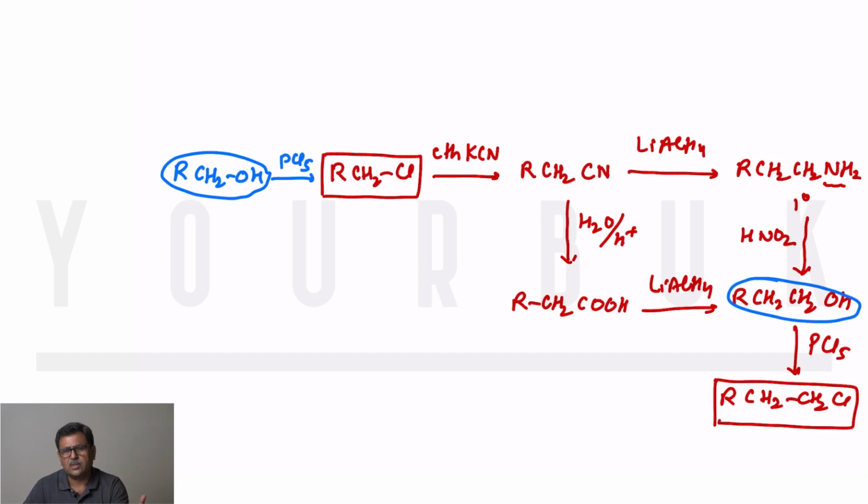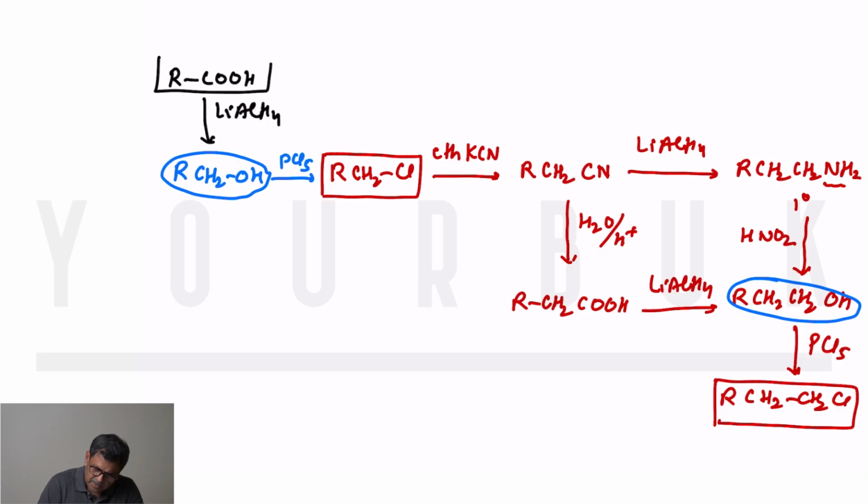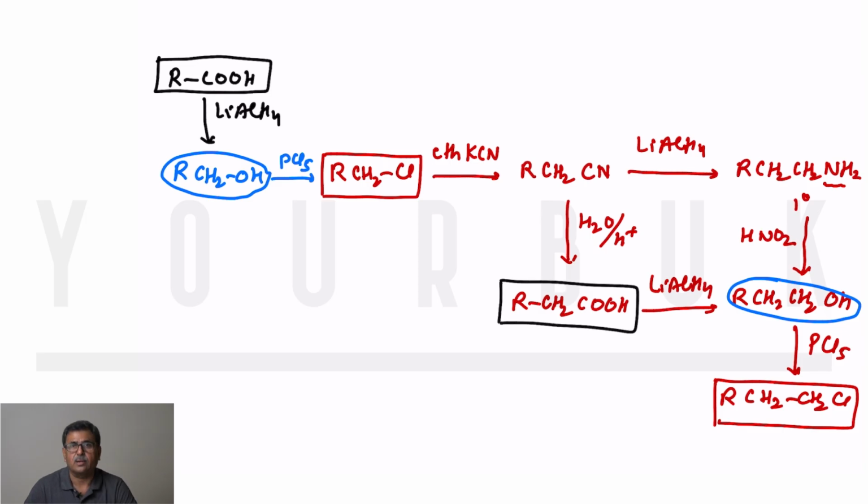Now suppose you want to step up in carboxylic acid, you want to change ethanoic acid into propanoic acid. Again, you can't use KCN with ethanoic acid, carboxylic acid. So you have to change first the carboxylic acid into alcohol using lithium aluminium hydride, and then follow the sequence of steps and change the carboxylic acid into a carboxylic acid with one more carbon.